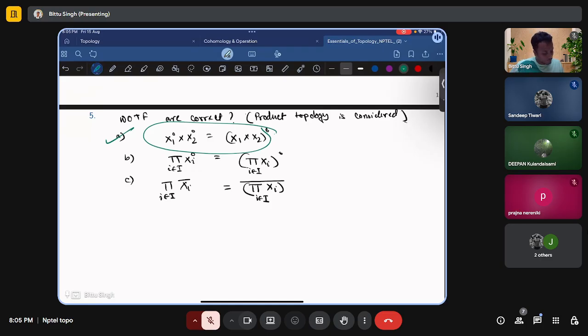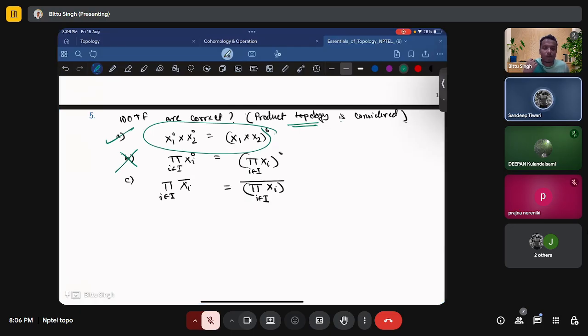But if you consider infinitely many things, so all those product notation, here we are considering product topology, this is false. Can you see why this is false? Product of interior is not... First, if we consider, interior of product is not product of interior. Can you see why this is false?